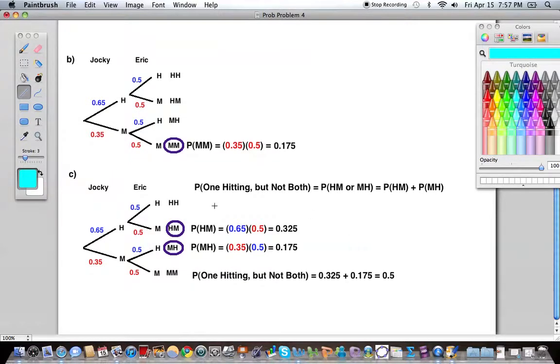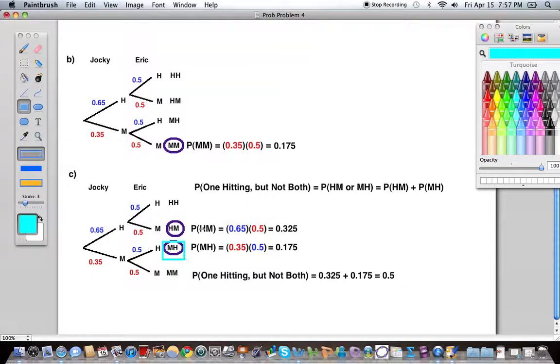Here, we're trying to find the probability of either one of them, but not both, hitting the bullseye. If we look at our end products, we know that 2 purple ones that are circled, these 2 events fulfill one of them hitting, but not both hitting. So here, we have Jockey hitting and Eric missing. And here, we have Jockey missing and Eric hitting.